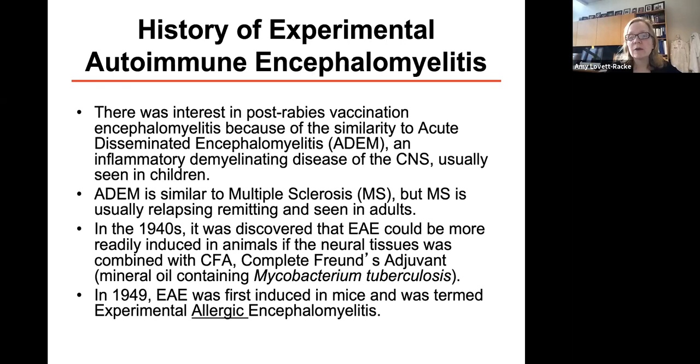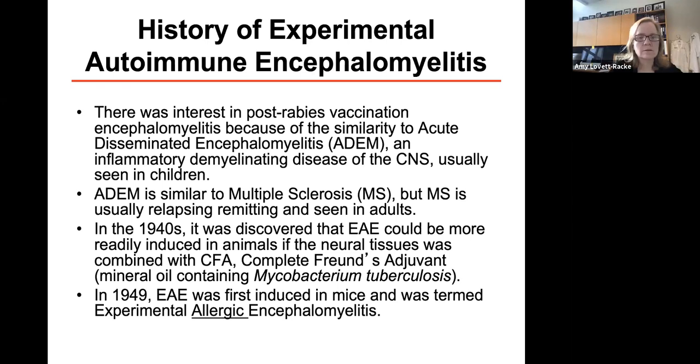So from that, he also noted that this disease looked a lot like acute disseminated encephalomyelitis, which is an inflammatory demyelinating disease seen in children. It's a monophasic disease. So they get this onset of these neurological symptoms, pretty robust, but the kids recover again in weeks to months, fully recover.